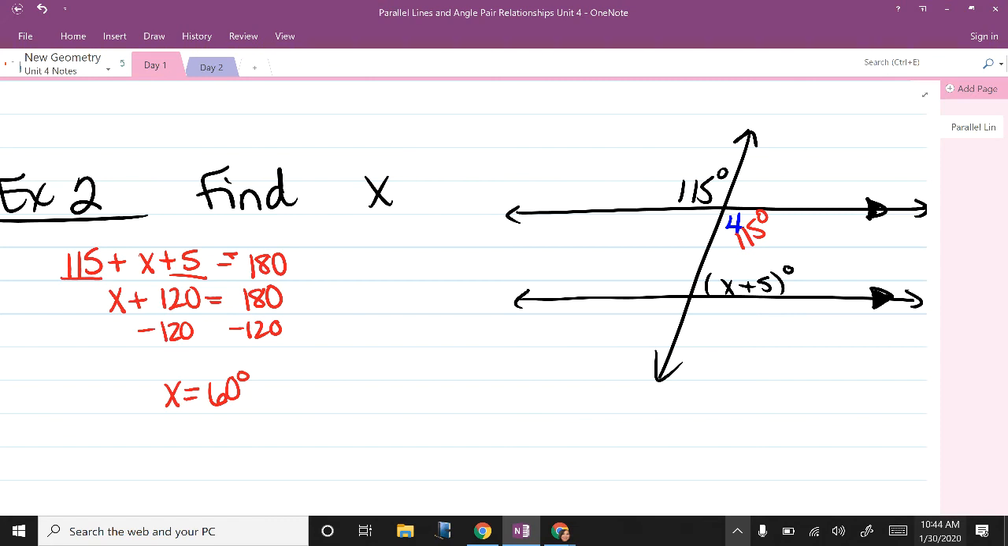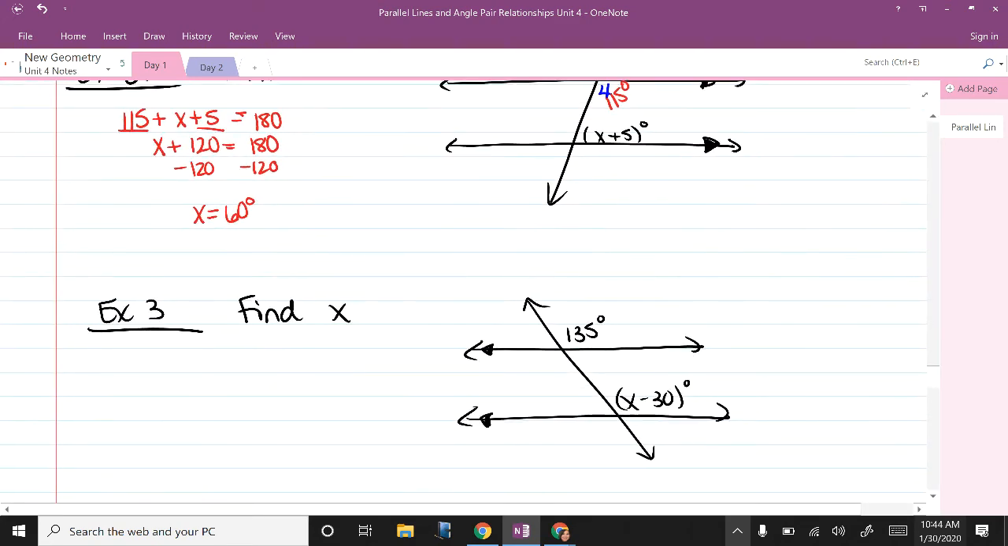Good? Wait, hold on. Would it be 60 degrees or not? If you leave the degrees off here when you're solving for x, I'm okay with it. I'm good with either one. Good question. All right, here's another one.